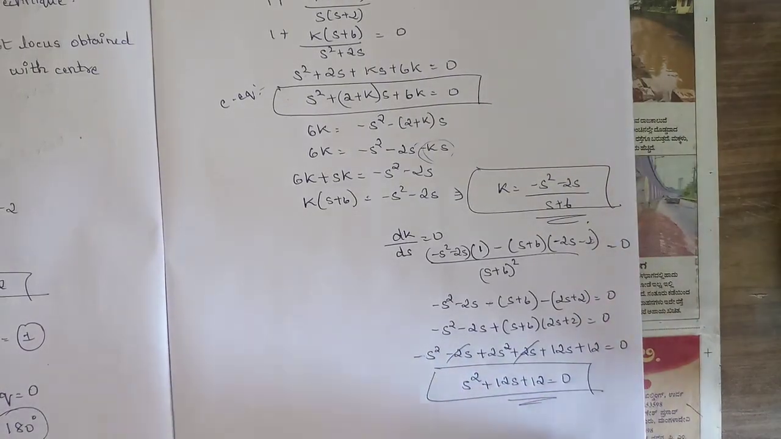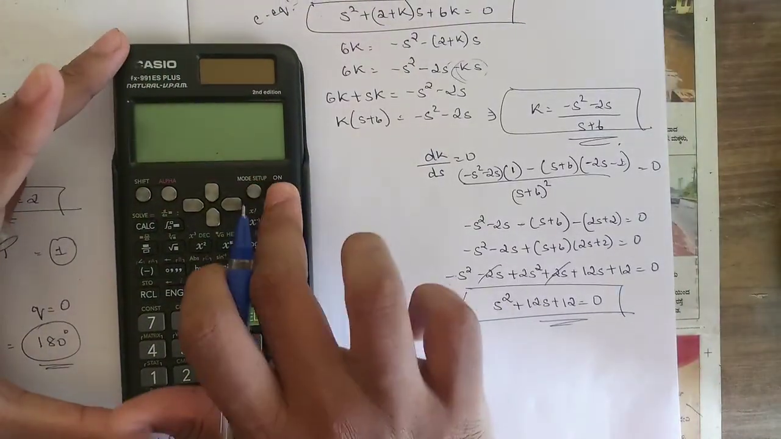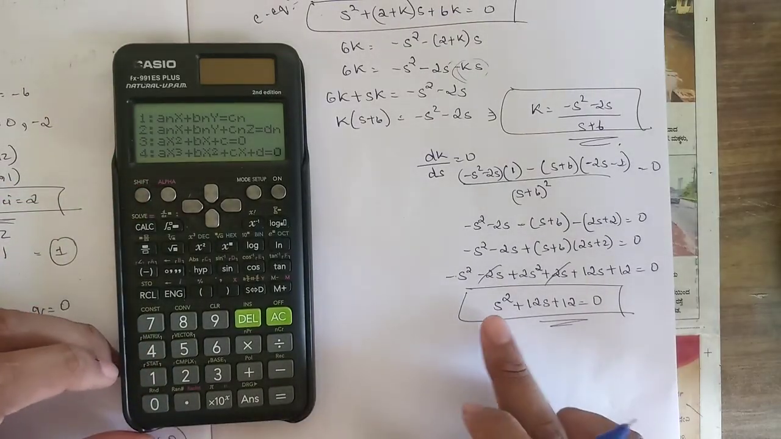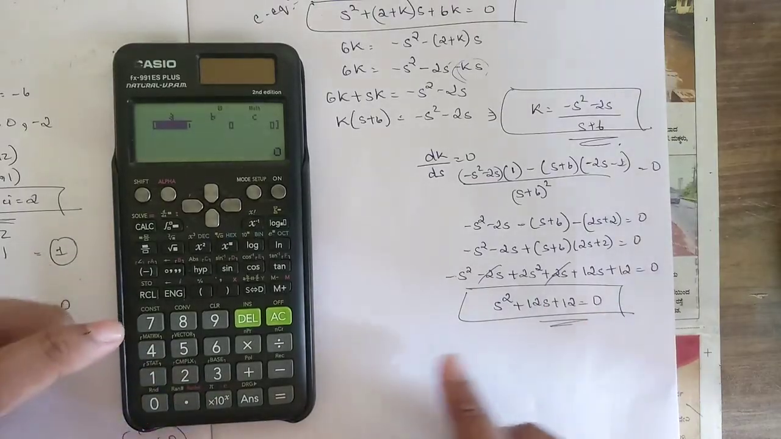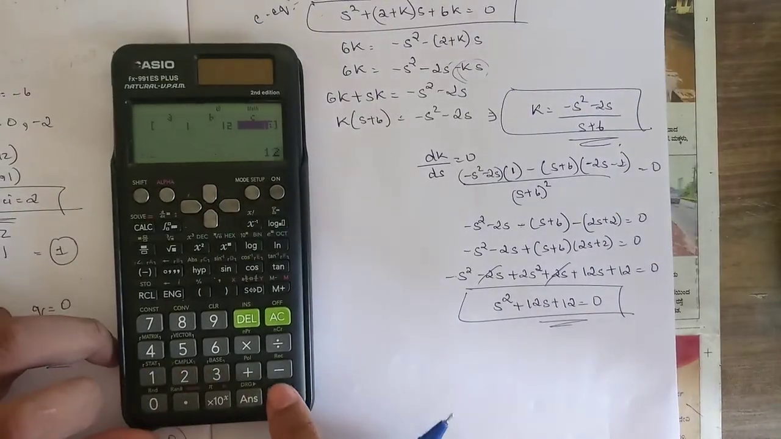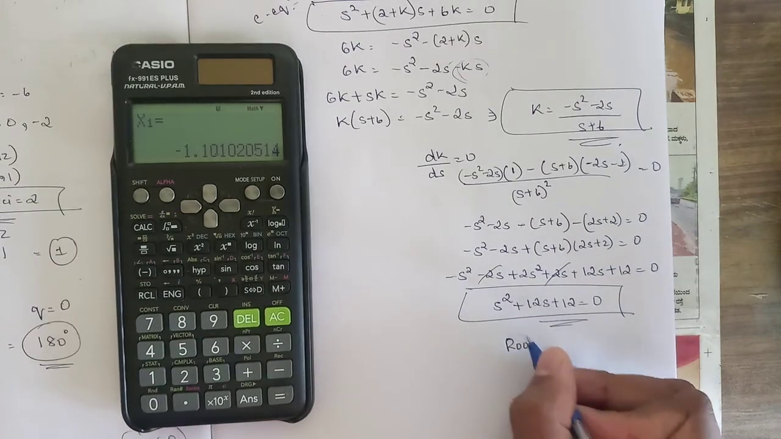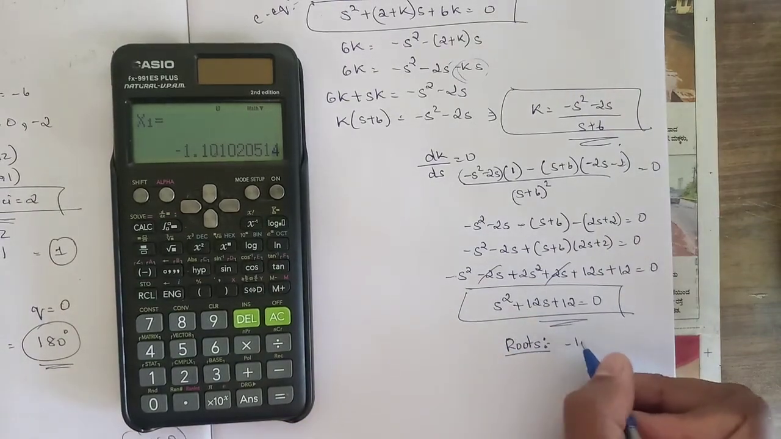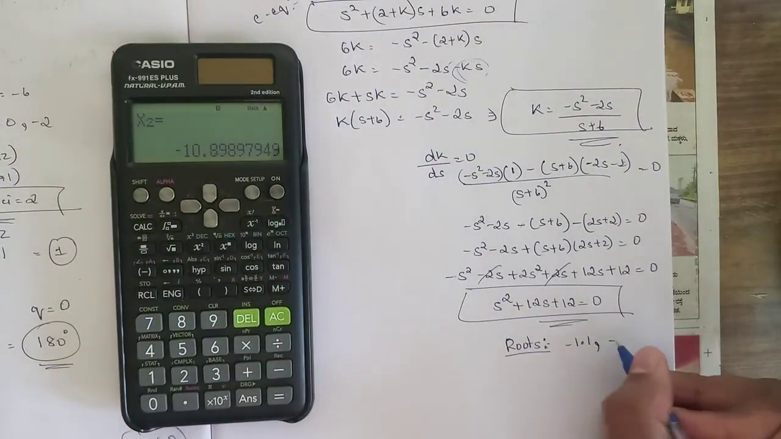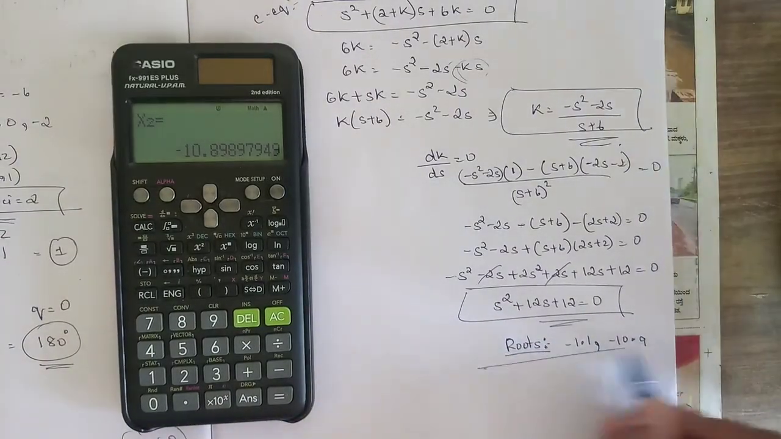So this is the quadratic equation which I have obtained. Now let's find the roots using the calculator, that is mode, equation, of the form ax square plus bx plus c, so 3. Then substitute the coefficients, that is 1, 12 and 12. The roots obtained are minus 1.1 as the first root, and the second root is minus 10.89, so we can round it off to minus 10.9. So these are the two roots obtained here.